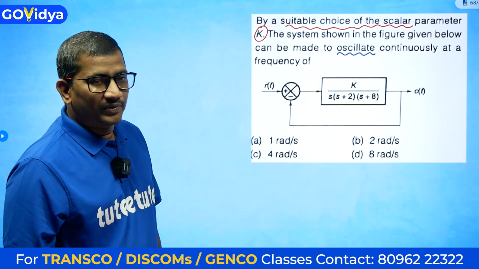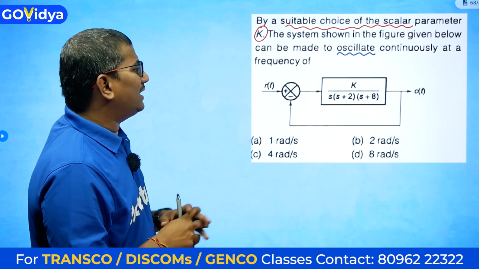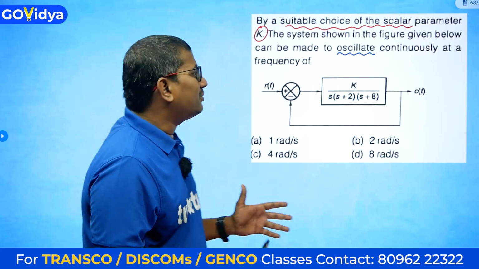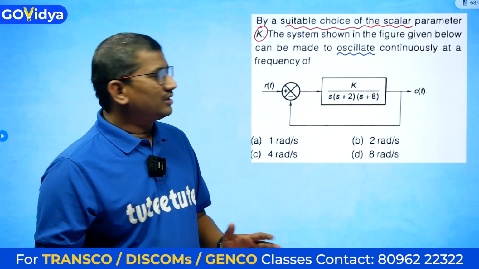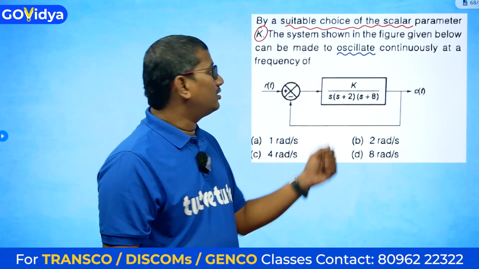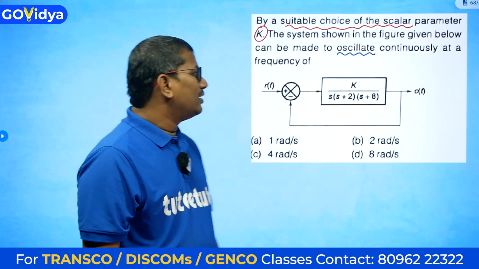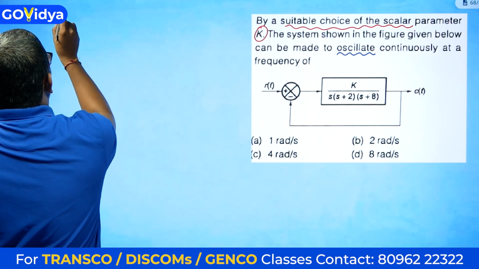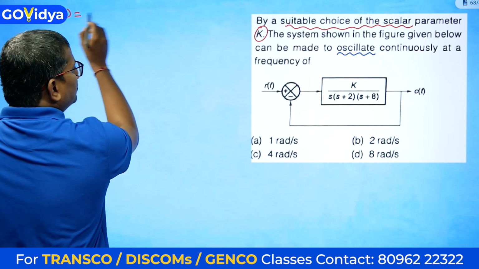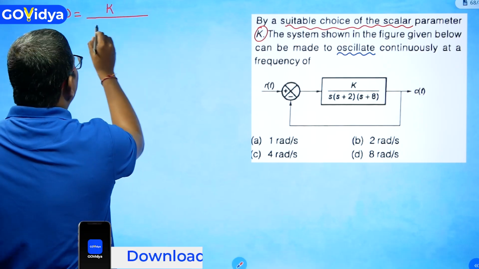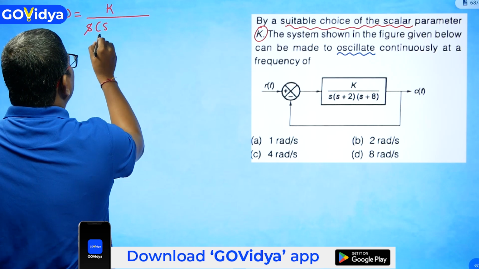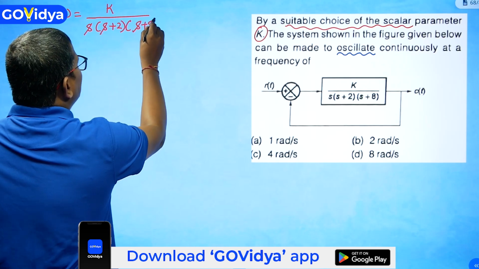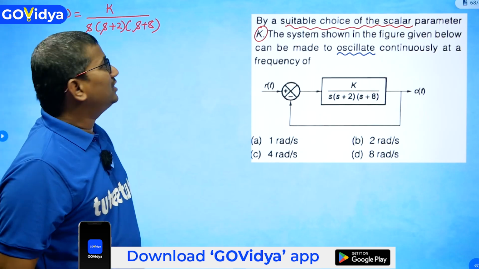How to choose that? First let us try to solve this question by using the conventional method. Once we are comfortable with the conventional method, then we will see some shortcuts to find the frequency of oscillations. First of all, let us take the given transfer function. G of s is equal to k by s into s plus 2 into s plus 8. This is G of s.